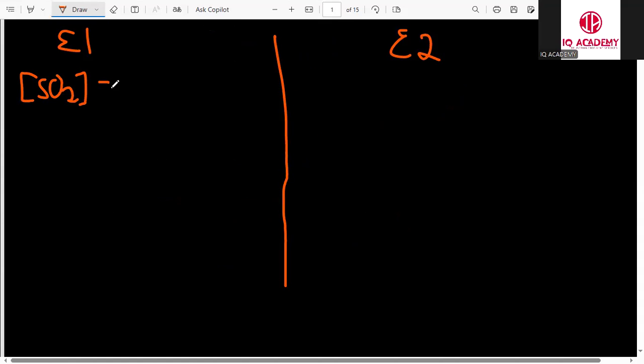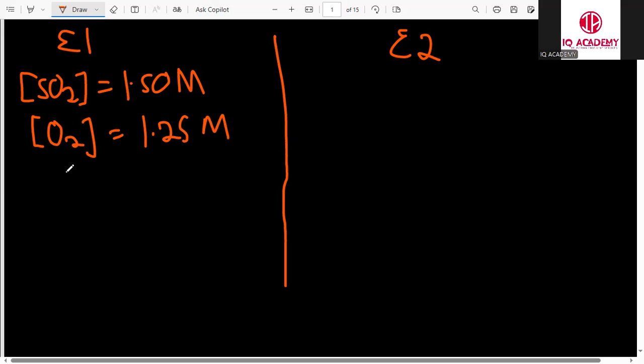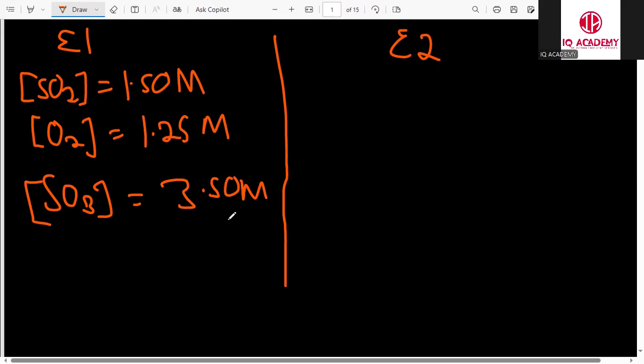So for the sulfur dioxide for experiment 1, we had 1.50 molar. And then for the oxygen, we had what? We had 1.25 molar. And then for the sulfur trioxide, its concentration, we were given that it is 3.50 molar. Okay, so we can use these guys here to find the equilibrium constant. In fact, let me just find it right here.